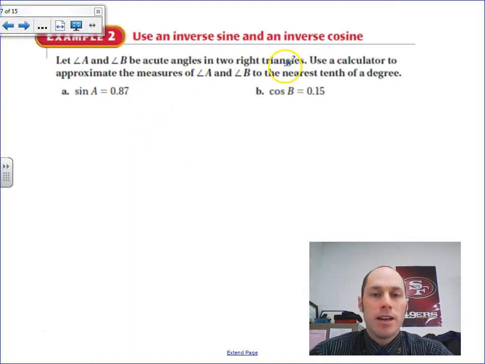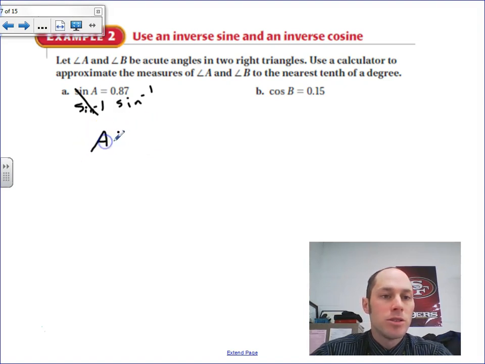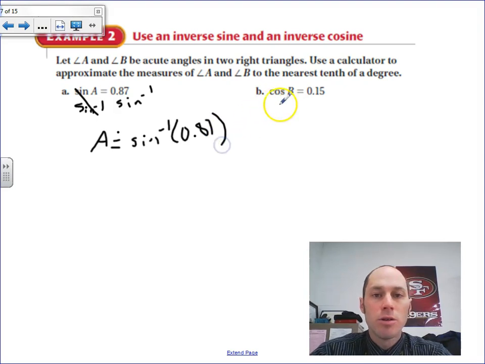So let's work with the inverse sine and inverse cosine. So here sine of A equals 0.87. Keep in mind this only works in right triangles. So I'm going to do the sine inverse to get A by itself. So A will be equal to the sine inverse of 0.87. And same with B. I've got the cosine of B equals 0.15, so I'll do the cosine inverse to get B by itself.